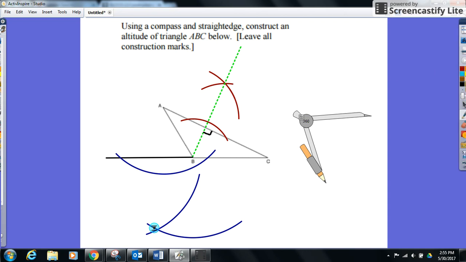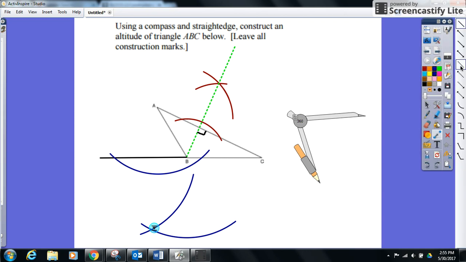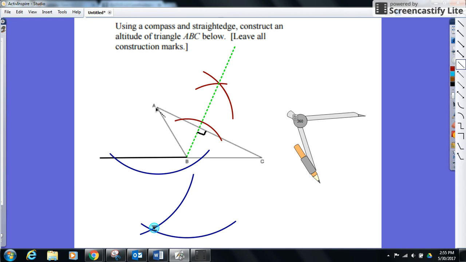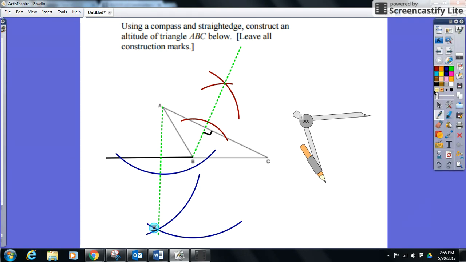And again, I will line it up with vertex A, and this one will be on the outside of the triangle. Anytime I do have an obtuse triangle, which is what triangle ABC is, you will find that at least one altitude will be located on the outside of the triangle. And here is my right angle.